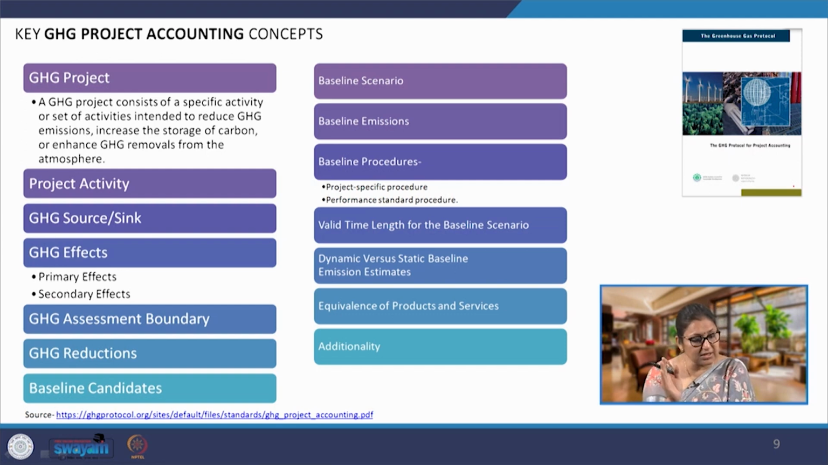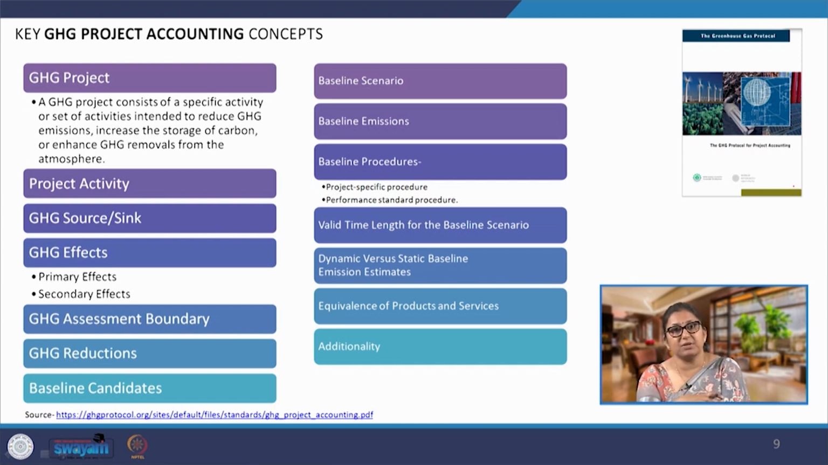So, the first thing is identifying what the GHG project is. We have to first know what is that GHG project that we are talking about. It consists of a specific activity or activities, it could be multiple activities, intended to reduce GHG emissions, increase the storage of carbon or enhance GHG removals from the atmosphere. So, we are talking about this GHG project.